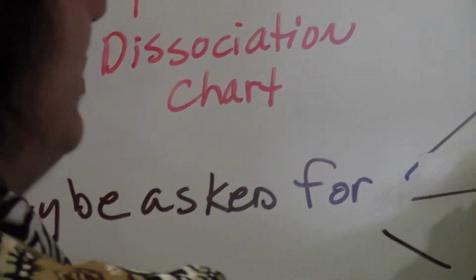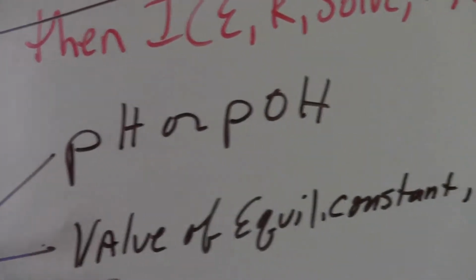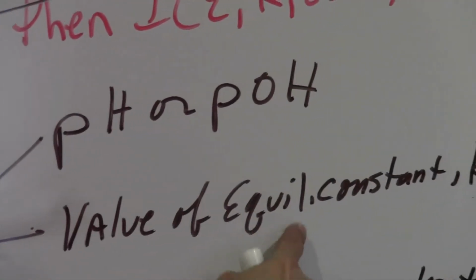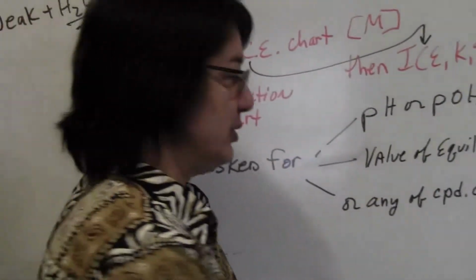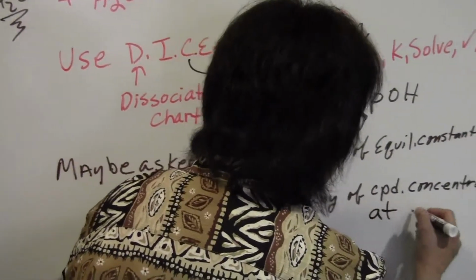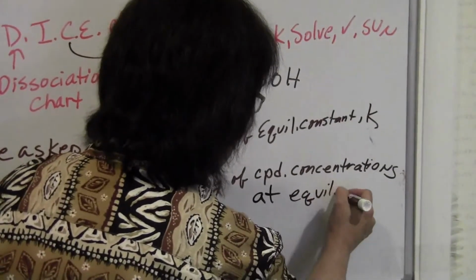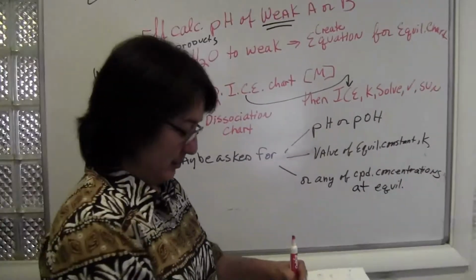In these kinds of problems, as always, you could be asked for the pH or pOH. You could be asked to calculate the equilibrium constant K, or you could be asked for any of the compound concentrations at equilibrium. So let's look at our example for this.